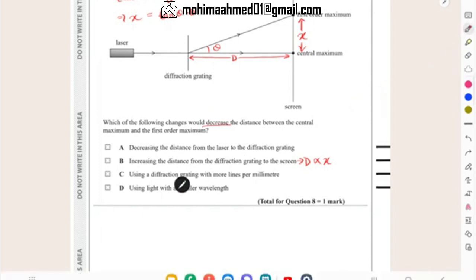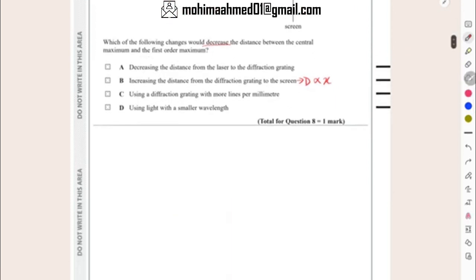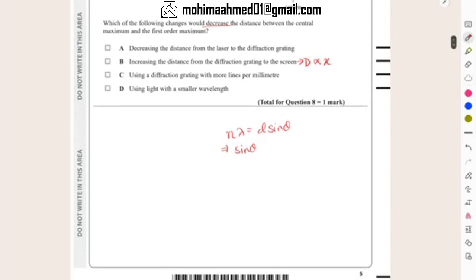For C, they are saying that using a diffraction grating with more lines per millimeter, then you have to consider the other equation, which is n lambda equals d sine theta. If you just make sine theta the subject, because over here theta is the only quantity that is related to your x, then sine theta equals n lambda over d, this is the case, right?